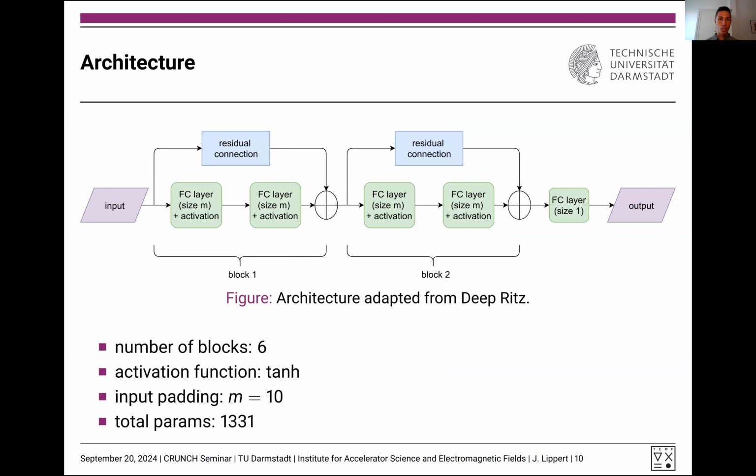And as an architecture, we adapted the one from Deep Ritz. There they used multiple blocks, where each block consists of fully connected layers and one skip connection. And here we used 6 of those blocks with the tanh activation function, and the input padding dimension was set to 10, which then resulted in a total of 1,331 parameters.